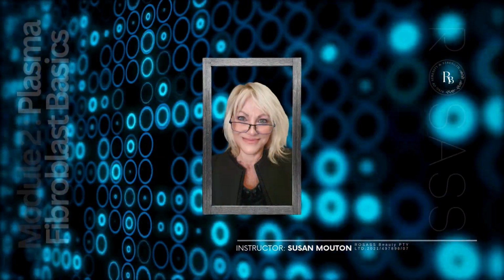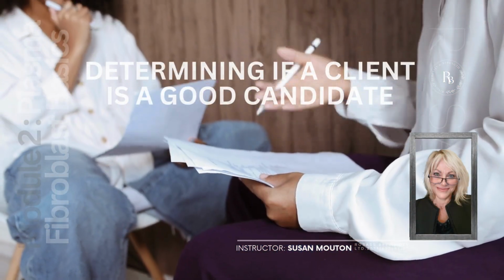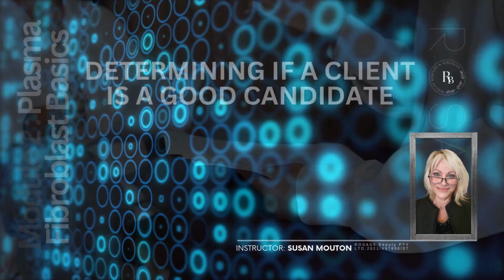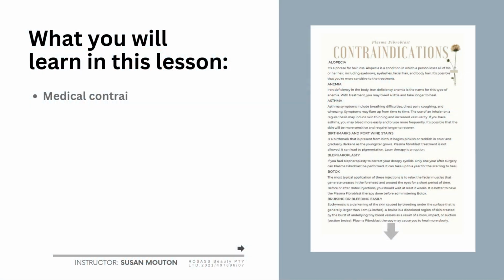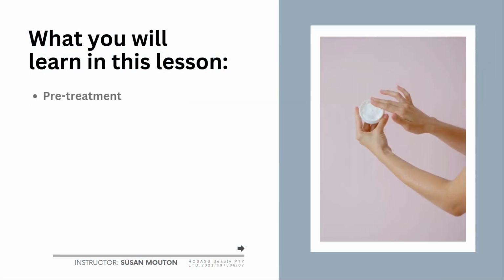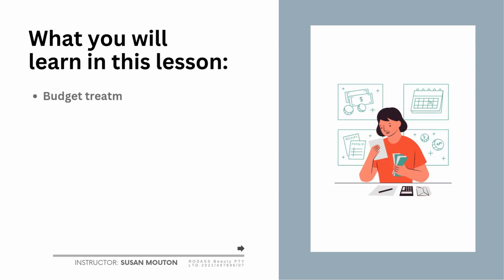Now that you understand the importance of consultations, let's talk about how to determine if a client is a good candidate for plasma fibroblast. By the end of this lesson, you'll know exactly what to look for when assessing a client, including medical contraindications, skin type classification, and necessary pre-treatment steps. You'll also learn how to guide clients in budget-friendly treatment planning to help them make the best choices for their skin and finances. Let's get started.